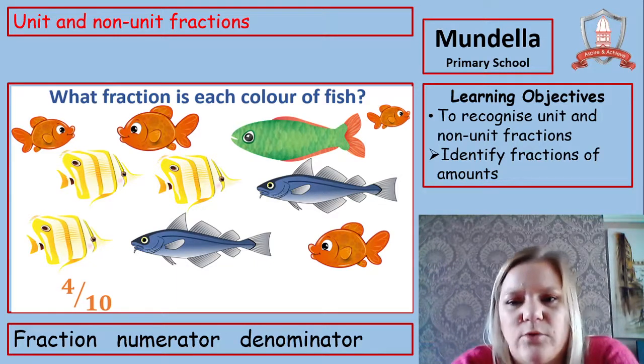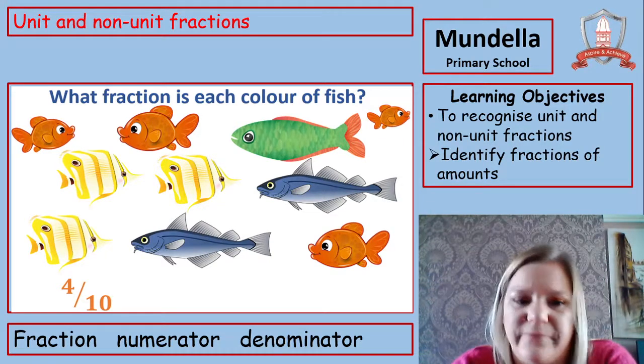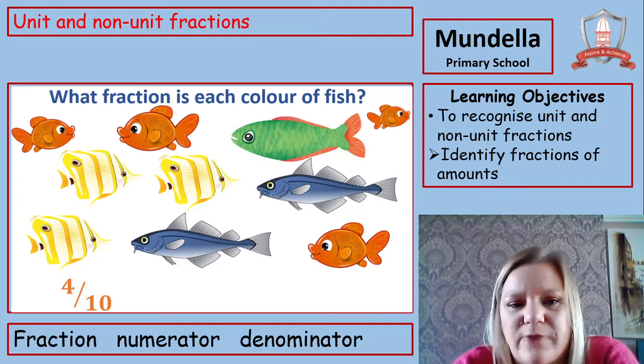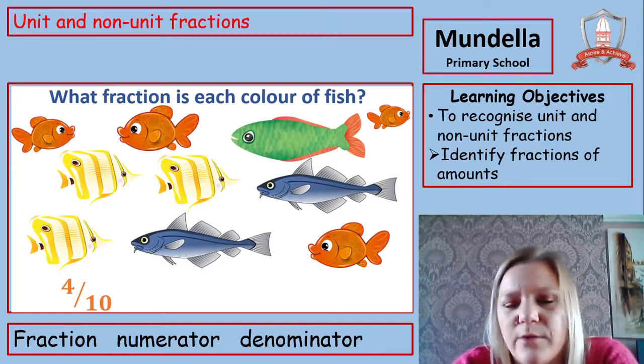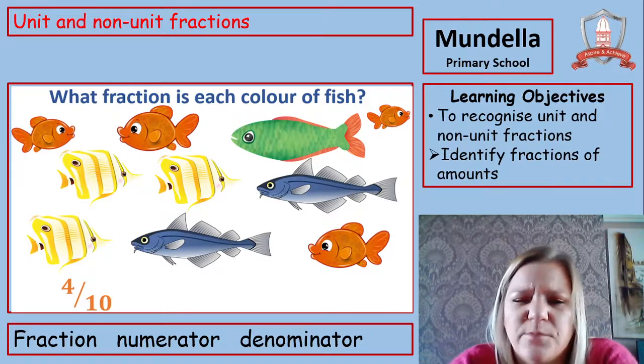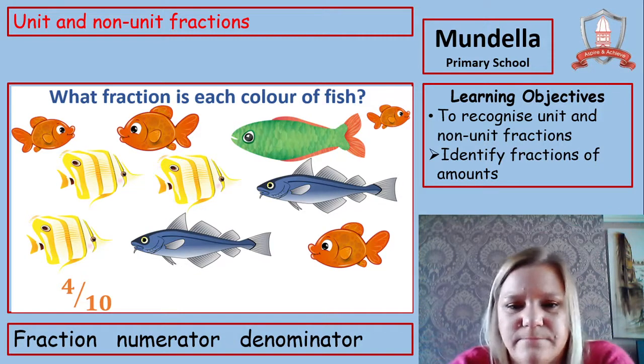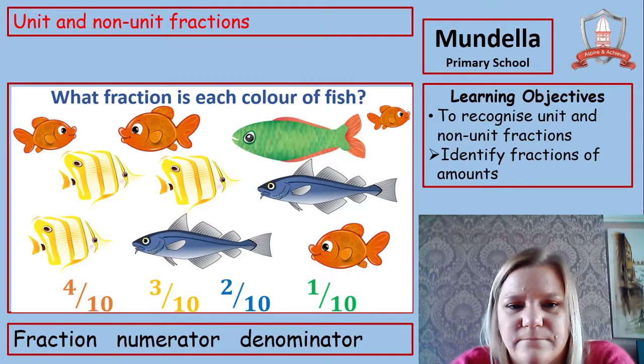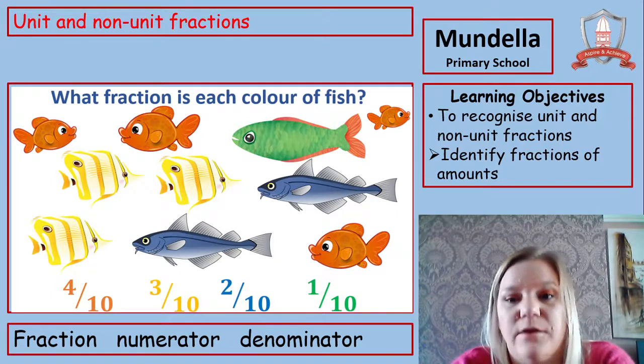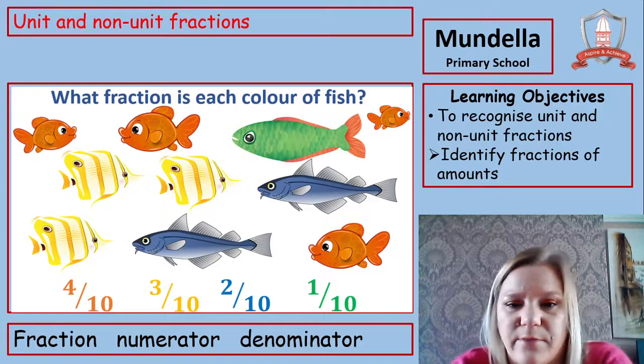So the denominator for all of the fractions that you do is going to be 10, because that is the whole amount of fish. So if you're writing the fraction of yellow fish, have a think what your numerator is going to be. So now, see if you can do the fraction for the yellow fish, the blue fish, and the green fish. And can you spot any unit fractions in there? And here are the answers. And you will see that 1 out of those 10 fish is green, so the unit fraction there is 1/10.